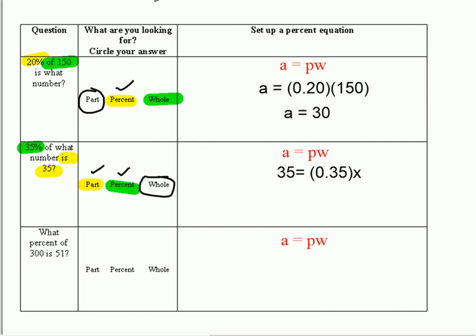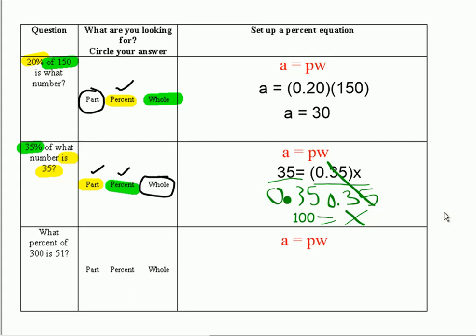Okay, now that I have that set up, I have to solve it because x is here, and I can't just do operations with these two numbers. So I am going to actually have to divide on both sides by 35 hundredths. Showing your work on both sides. This guy crosses out. I'm left with 35 divided by 35 hundredths. My final answer is going to be 100. So 35 out of 100 makes 35%.